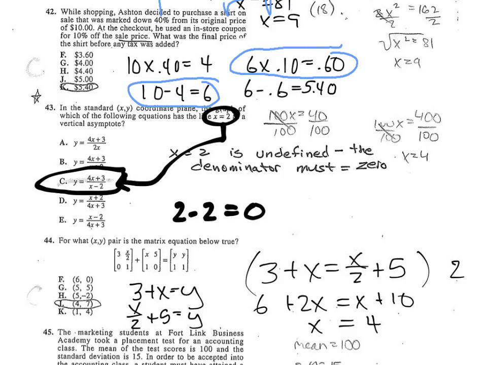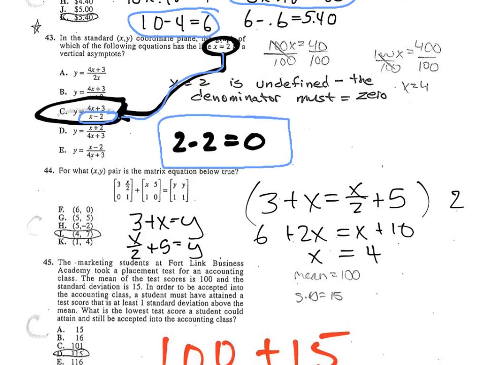So looking at all of these fractions here, the only one when I put 2 into the value and get 0 is letter C, because on the bottom 2 minus 2 gives us 0, which would be undefined, giving us a vertical asymptote.